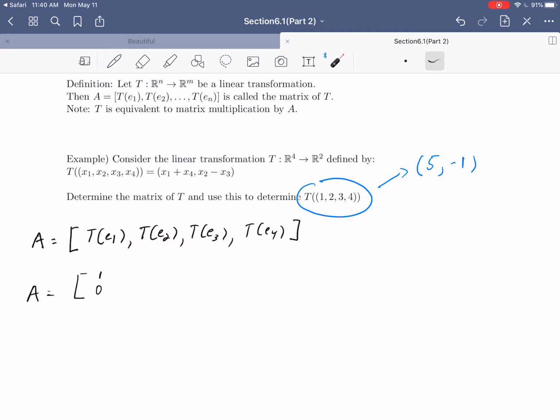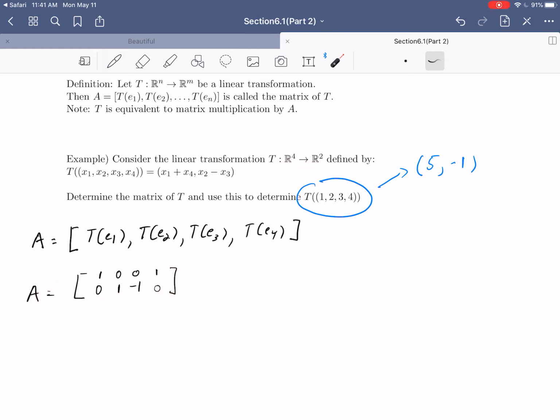For E2, that would be 0 plus 0, and then 1 minus 0. So that comes out as 0, 1. For E3, that would be 0, 0, 1, 0. So that would be 0 plus 0 and then 0 minus 1. So it sounds like 0, minus 1. And then finally for E4, that would be 0, 0, 0, 1. So 0 plus 1, 0 minus 0. That comes out as 1, 0.